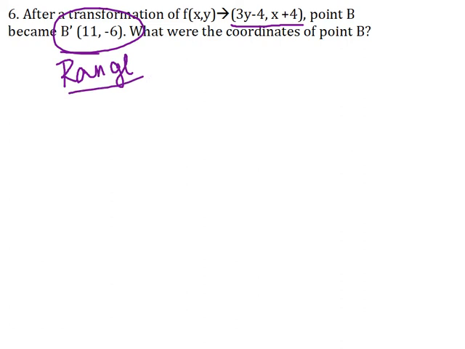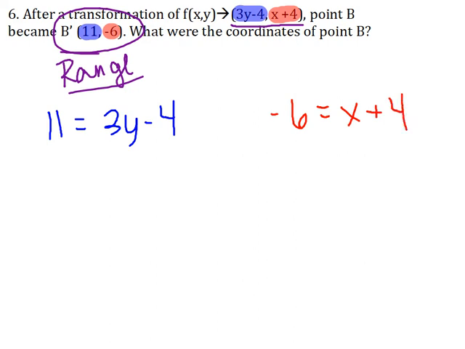So we want to set the first equal to the first and the second equal to the second. Again, it is okay that y is first. That doesn't mean that you have to swap them. It's always the first and the first, and the second and the second. 11 is going to be equal to 3y minus 4. And then our second equation, negative 6 equals x plus 4.